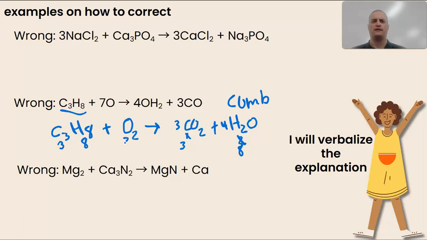Then oxygen, I've only got 2 here. 2 times 3 is going to be 6 oxygen from CO2. 4 times 1 is 4 oxygen for H2O. So in total, that puts me at 10. So in order for me to get 10 here, I need to put a coefficient of 5 in front in order for that all to balance.